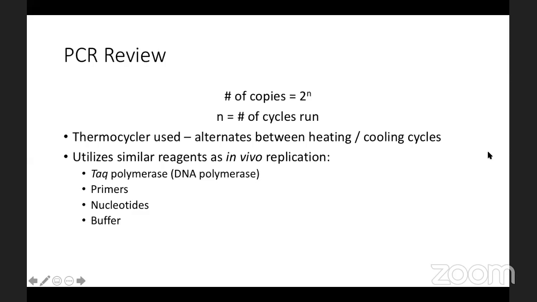That was a lot. So what PCR is doing is we're making copies of DNA. It's doing it in an exponential fashion. It takes advantage of changing between hot and cool temperatures. And it uses reagents that are pretty similar to in vivo replication, with the exception of this Taq polymerase being able to withstand heat.